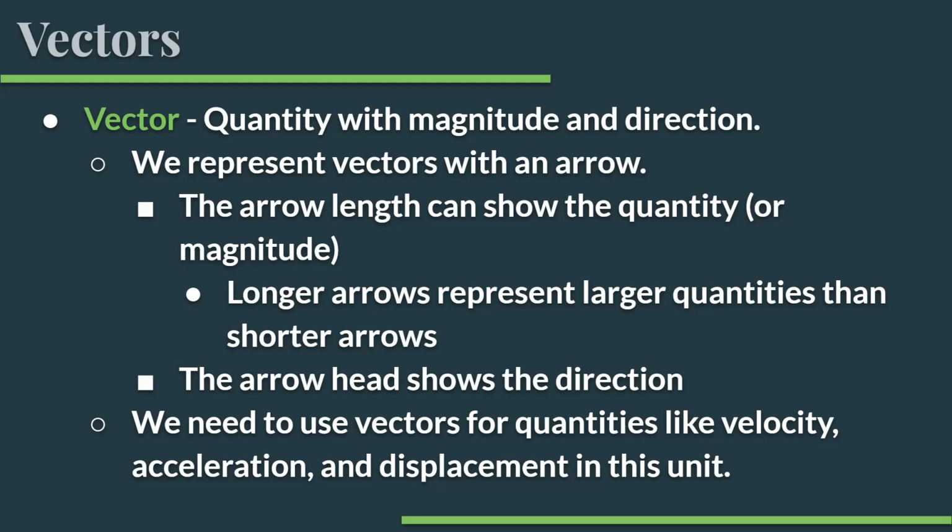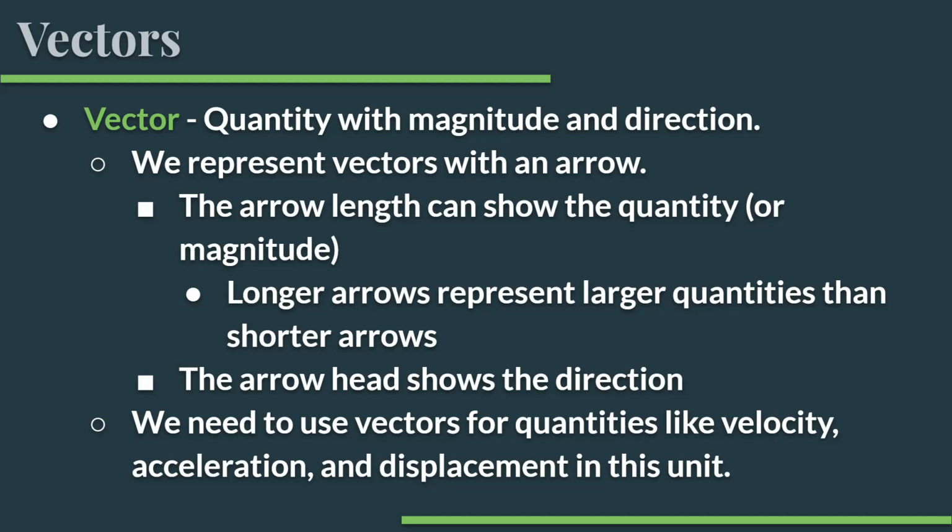So vectors are quantities with magnitude and direction, and we represent vectors with an arrow. We use an arrow to represent vectors because arrows can represent both magnitude and direction. The magnitude, or the number value for your vector quantity, can be represented by the length of the arrow. So we can draw a longer arrow if it's a bigger number, or a shorter arrow if it's a smaller number. We've already talked about this before. Okay, I'm just going to recap it because we need to talk about it a little bit more now that we're dealing with projectiles that are moving in two different directions.